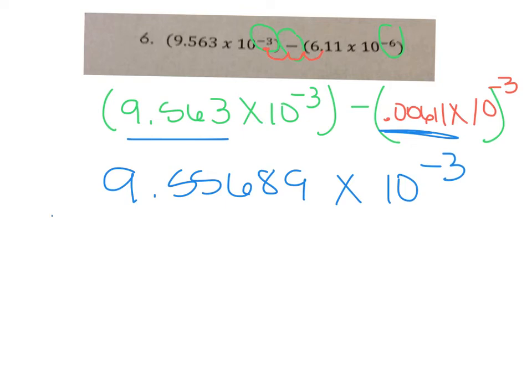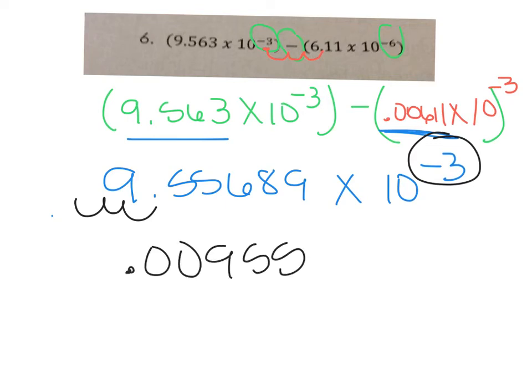Standard answer would be -3 says move left. So I go 1, 2, 3. So it's going to be 0.009555689. Can you leave any of those digits out? Absolutely not.